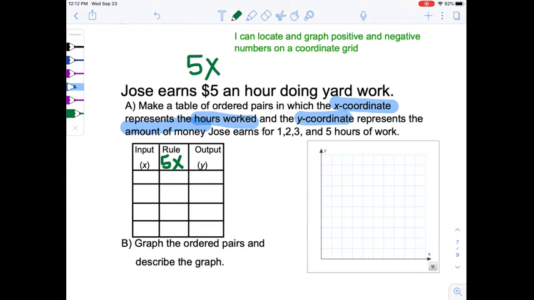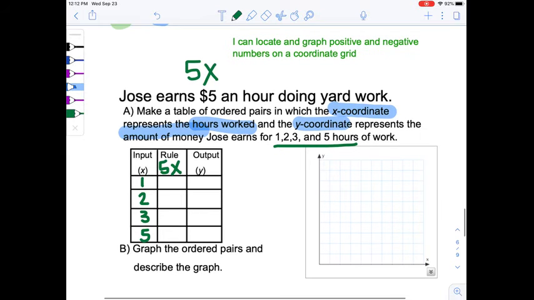Then my inputs, remember, is the hours worked, and we're told to find how much money he makes if he works 1, 2, 3, and 5 hours. So I'm going to fill in those for my x values, 1, 2, 3, and 5. Then I'm going to plug those into my rule and get my output, or my y value. So first we're going to take 5 times 1. 5 times 1 is 5.